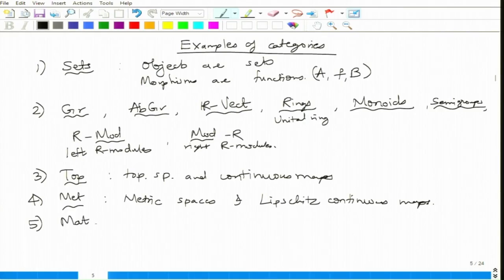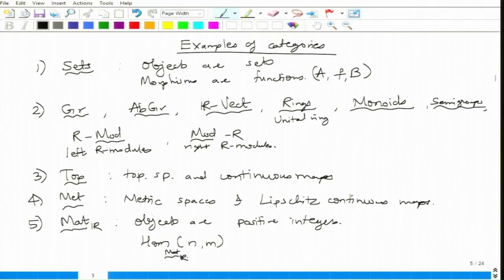Now I am going to give you another example which does not fall into this setup. I am going to call it Mat R. This is the category of matrices with real entries. So objects are natural numbers, positive integers. And homomorphisms, Hom(n, m) in Mat R, is the set of all m cross n matrices with entries in R.